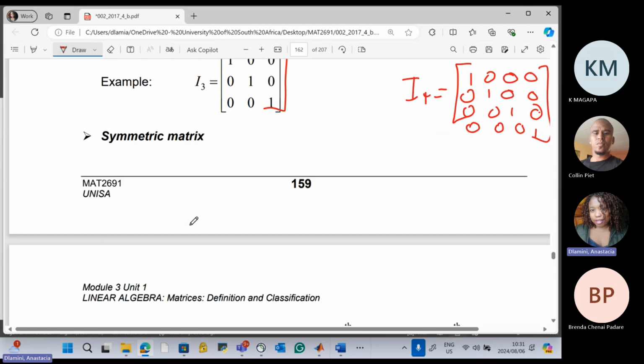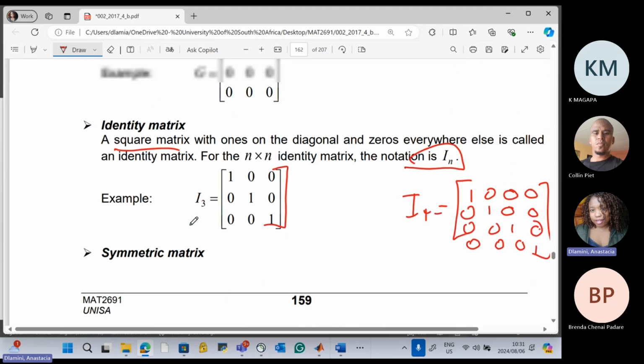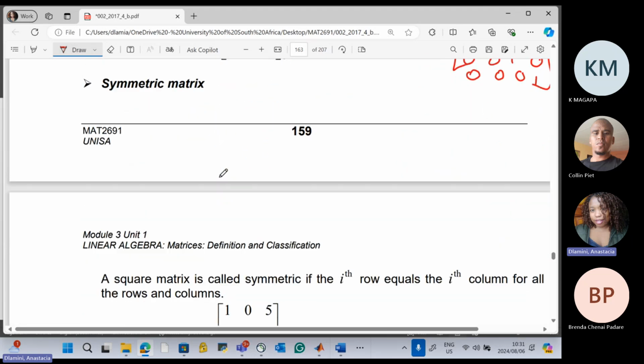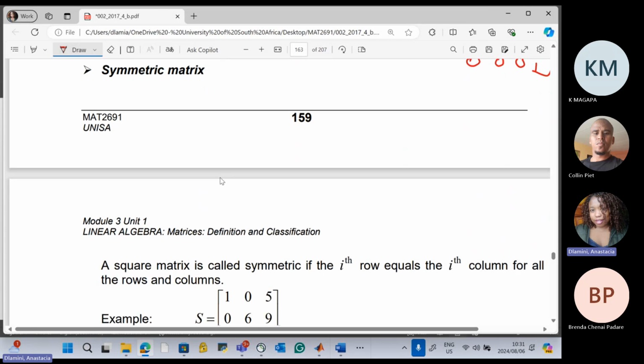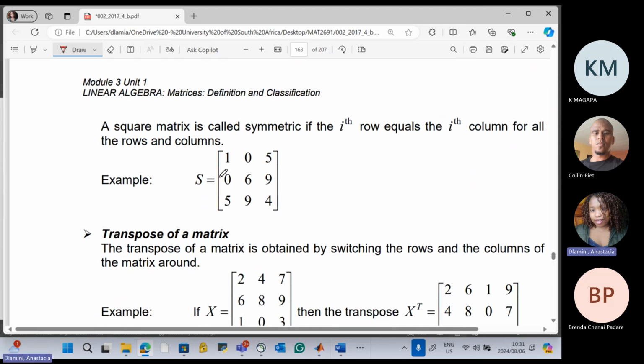Now, let's go to the symmetric matrix. A square matrix, do you see that every time with the identity matrix, it has to be square? With the symmetric matrix, it also has to be a square matrix. Now, they're saying that a square matrix is called symmetric if the ith row is equal to the ith column of the rows and columns. Is that clear or not?